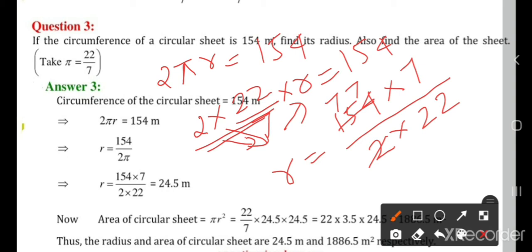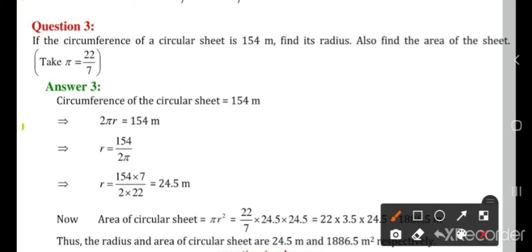With what can you cancel? You can cancel with 11. 11 sevens are 77, and here 11 twos are 22. So what will be the final answer? 7 into 7 divided by 2. We cancel all this and do 7 into 7 divided by 2. Note it down in your notebook. That is equal to 49 by 2.